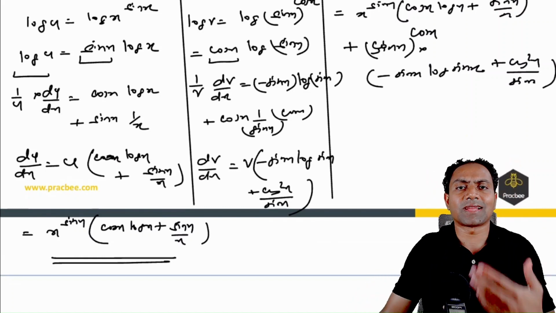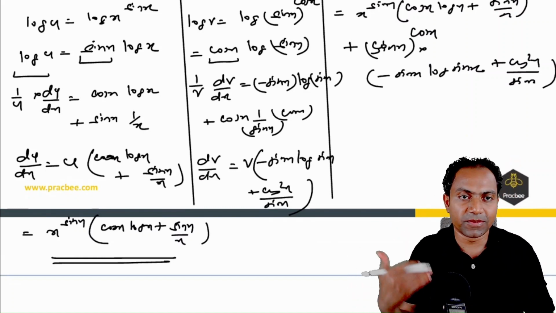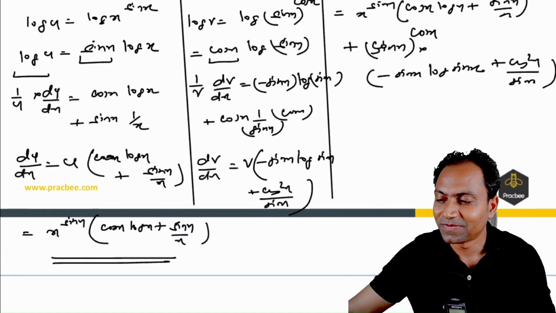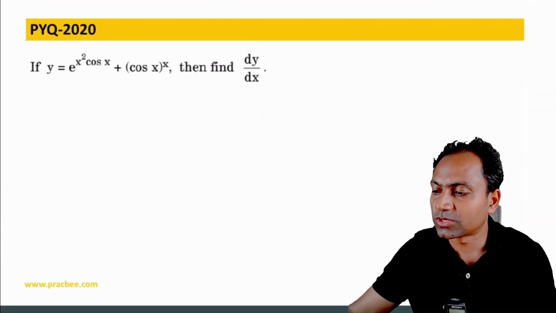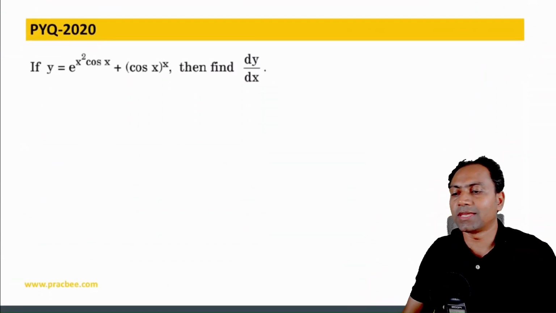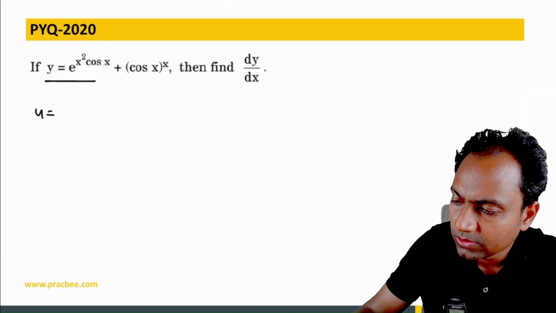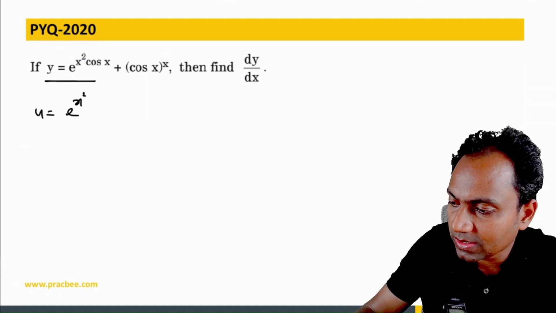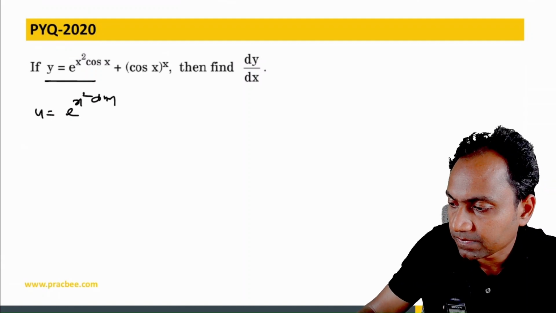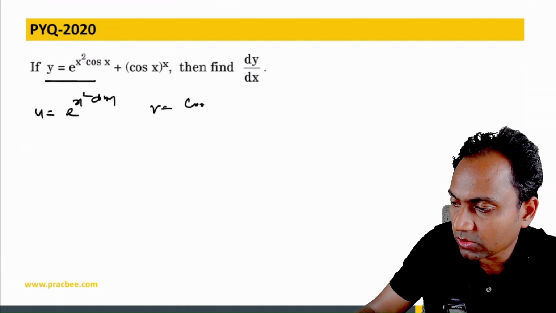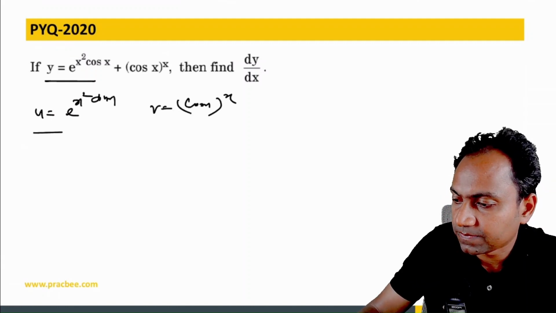So this is exactly like the earlier question, and a little bit simplified version of the same kind of question. If I look into the next question, you can see that we have again been given the same kind of question. Now I think you can again take u as nothing but e raised to the power x square sin x. V is nothing but cos x raised to the power x.